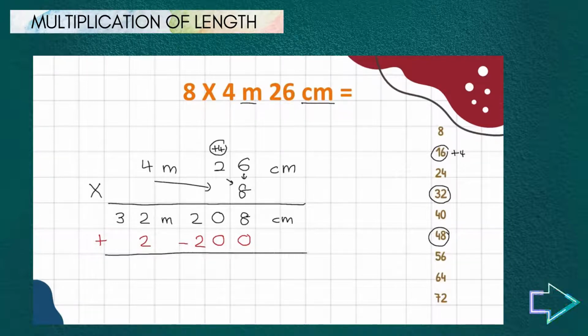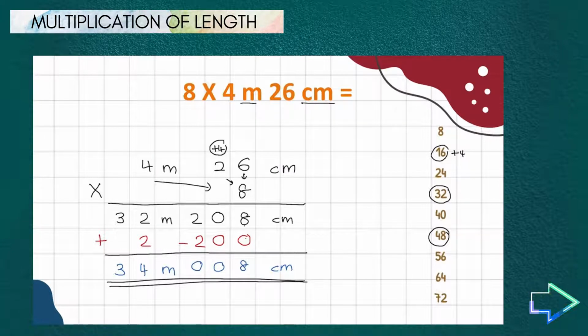Then we need to find the final answer. So for the centimeter part, 8 minus 0 would be 8, 0 minus 0 would be 0, 2 minus 2 is 0. And then for the meter part, 32 plus 2 would be 34. Bring down the unit m and cm. Then we're done. So 8 times 4 meter 26 centimeter is equal to 34 meter 8 centimeter.